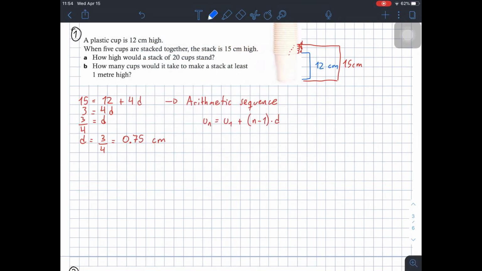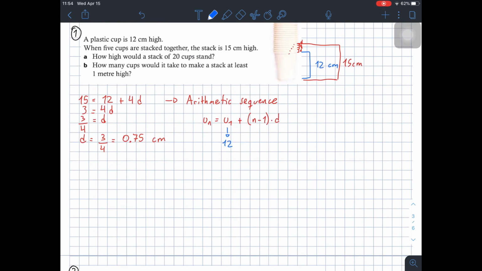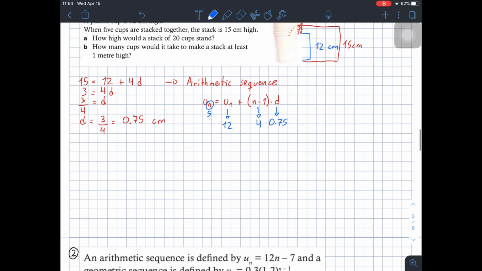U1 is cup number 1, right? Which is 12 centimeters high. And we did n minus 1, which is exactly this 4 over here. If we have 5 cups, the value of n would be 5. So 5 minus 1 gives us 4. And the common difference is that little height that each of the cups is adding, right? Which in this case is 0.75 or 3/4 centimeters. So this is 0.75 centimeters.